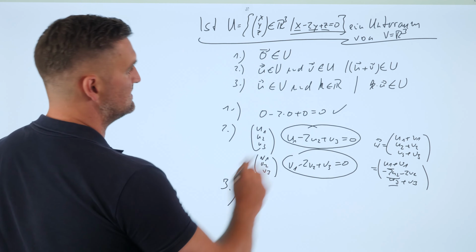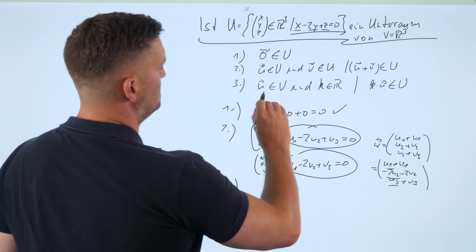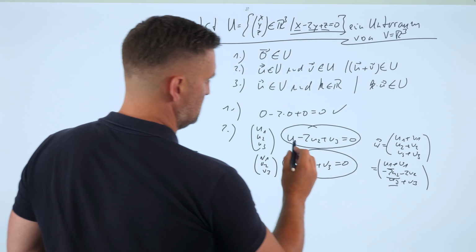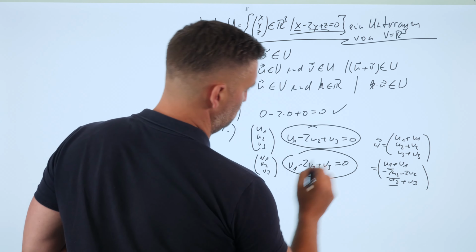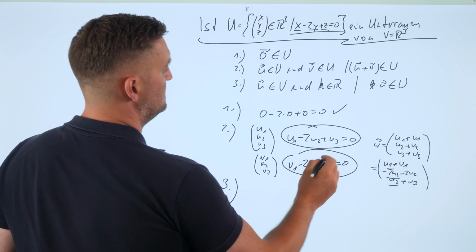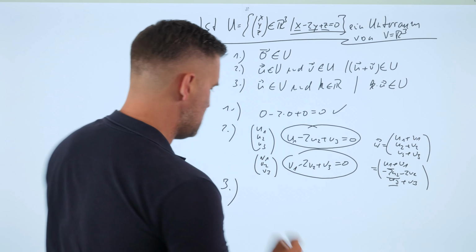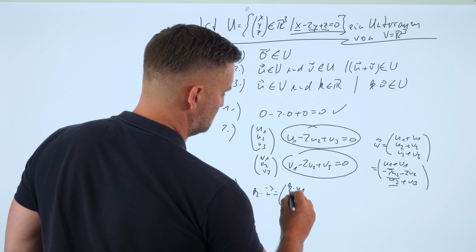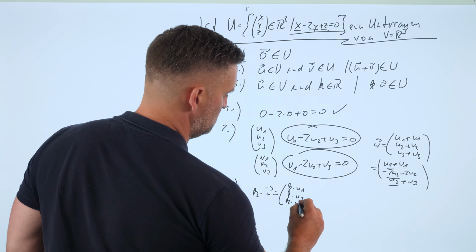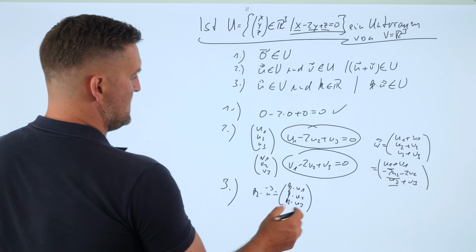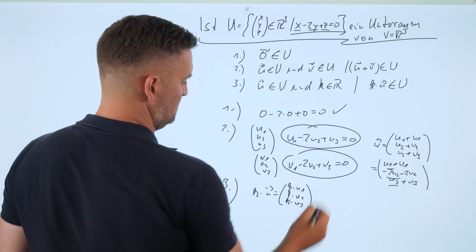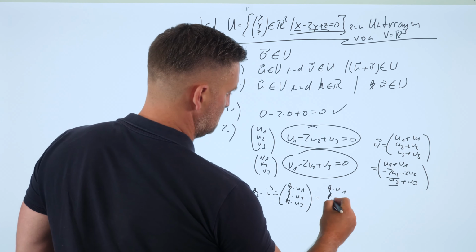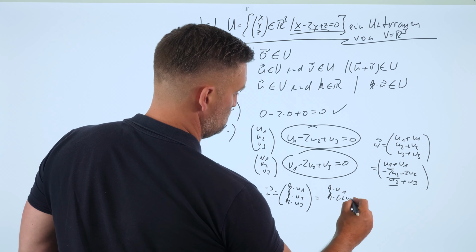The third one, with the scalar multiplication: we have u again, it would be u1, u2, u3. So accordingly, u1 minus 2 u2 plus u3 equals 0. We multiply the whole thing by k, so then k times the vector u equals k times u1, k times u2, k times u3. And if we use this vector, we have k times u1, k times minus 2 u2, and k times u3.